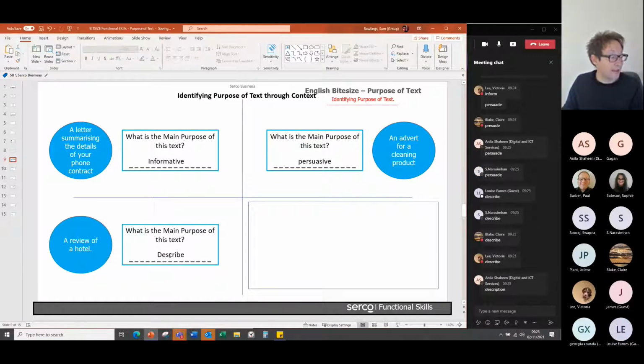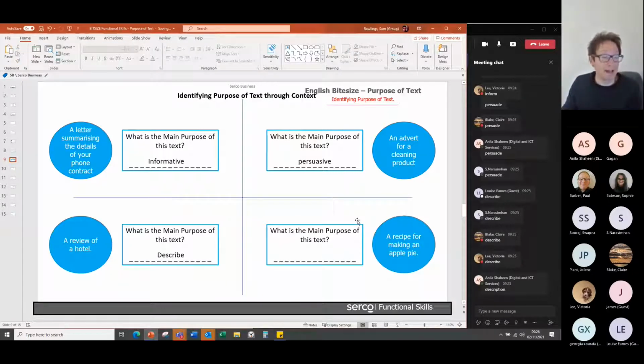So as spoken about, the main purpose of that is often to describe. With purpose of text, sometimes they do overlap. A review of a hotel is probably going to include what time the hotel is open, how much the hotel costs. So it is going to contain some informative information. However, the main purpose, the primary purpose, is going to be to describe the hotel. So the thing to watch out for is that these do overlap. And if they do overlap, you have to decide which is the most important one.